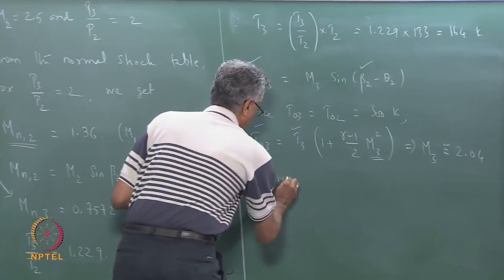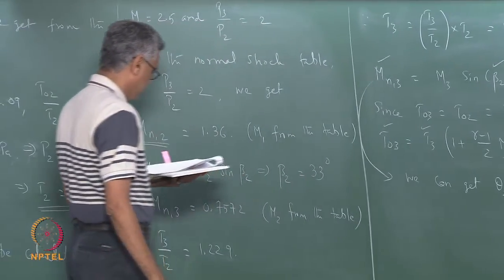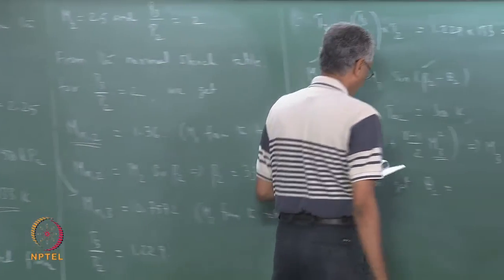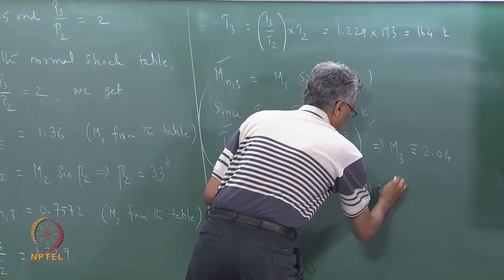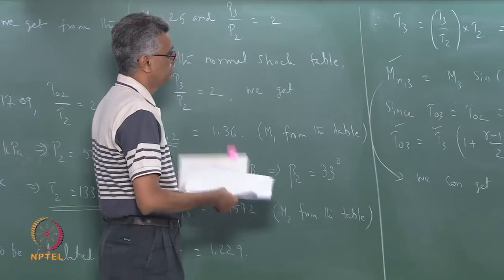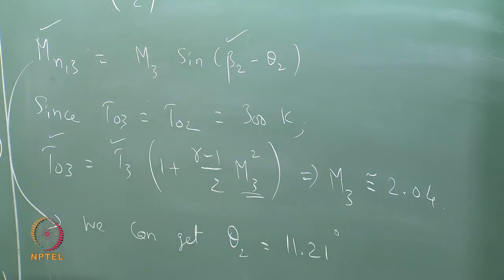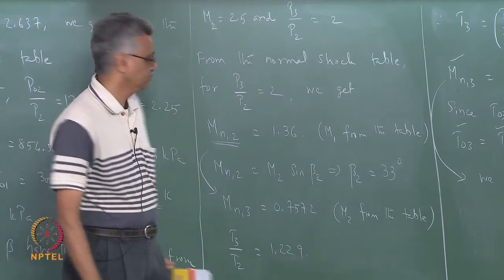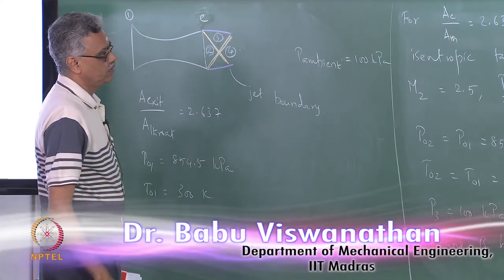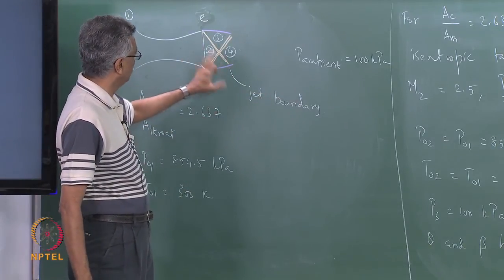So, by using this relationship, we can get theta, which is the flow deflection angle, as 11.21 degrees. Now I know MN3, I know M3, I know beta, so I can calculate this angle theta as 11.21 degrees. This is the flow deflection that the fluid has undergone. Remember, in the next class we will continue this, look at this solution in a little more detail, and then continue further.